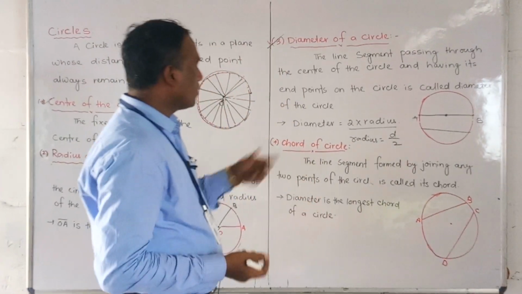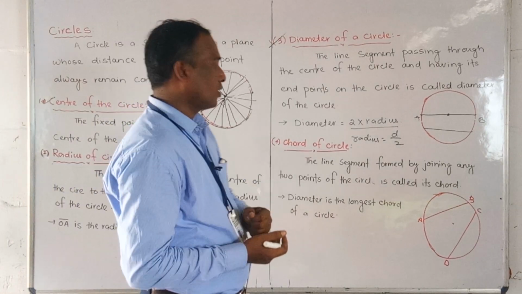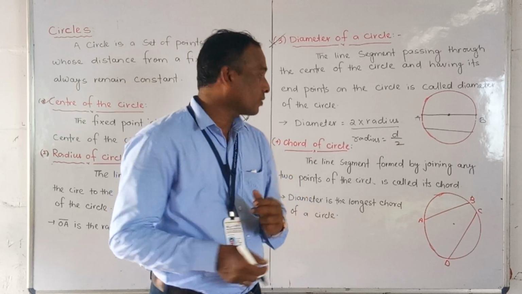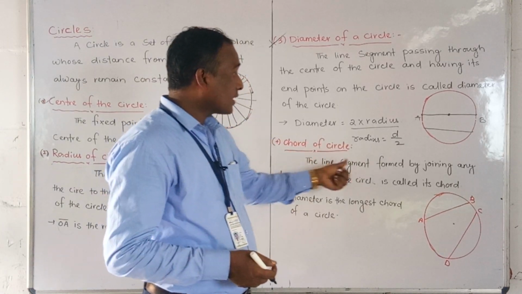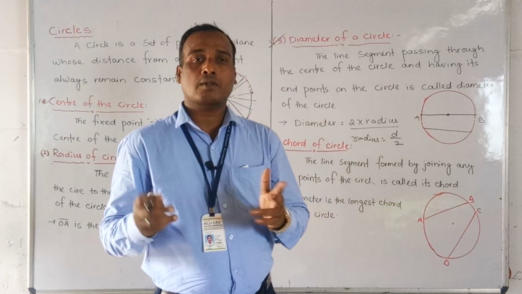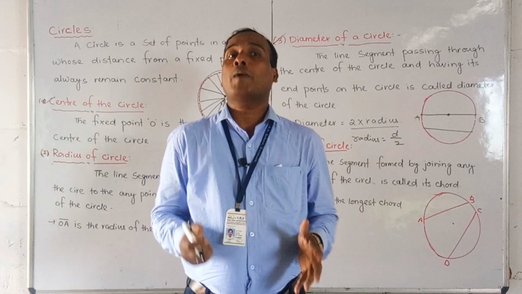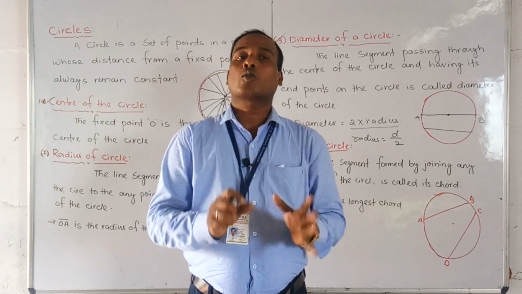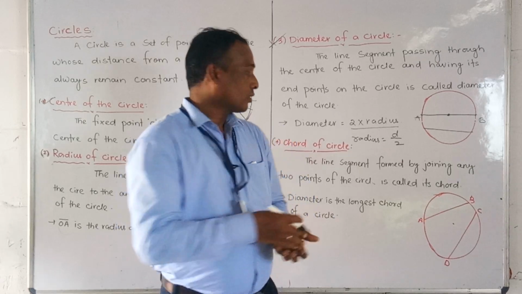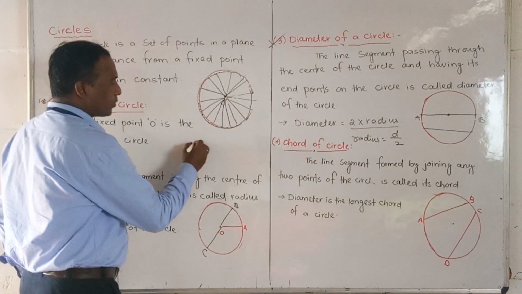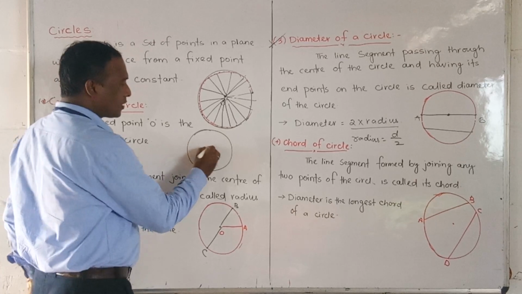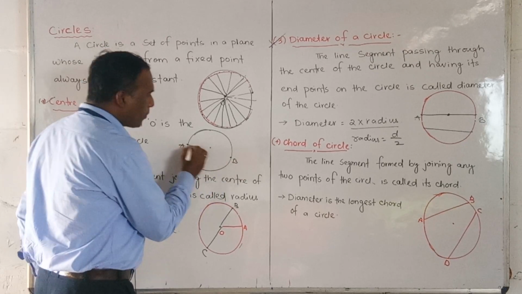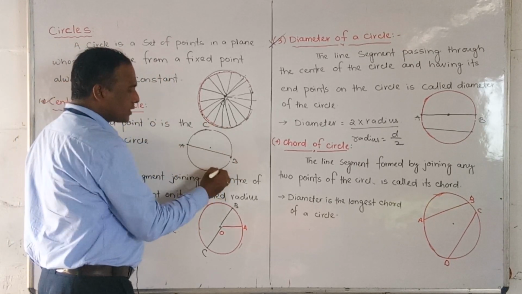Now we will discuss what a chord of a circle is. Do you know what a chord is? The line segment formed by joining any two points of the circle, that is called a chord. Did you understand, friends? Suppose I draw here one circle with its center. Join any two points. Here we took one point A and here one point B. We will join these two points. Here we took point C and here point D.